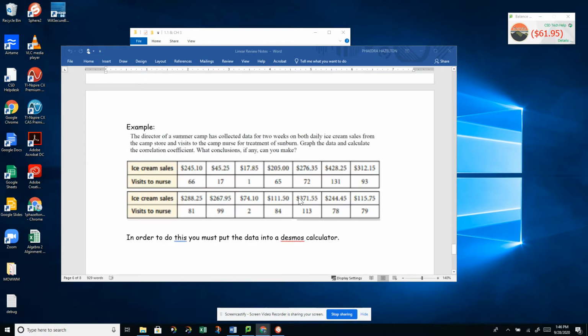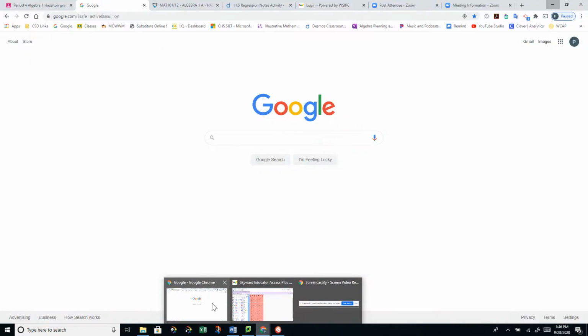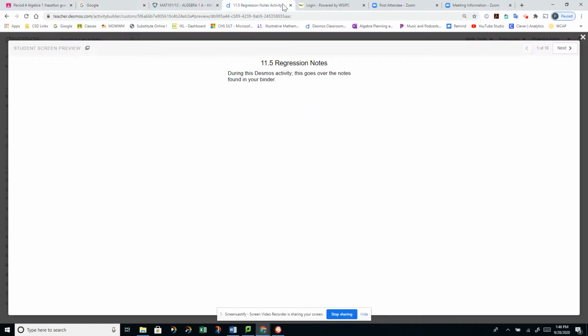The next thing is where you're going to have to enter this into your calculator. So we're going to our calculator, and we're going into Desmos. And I already gave you this, so this is your Desmos notes that goes with it. So I just open up that Desmos activity. I go to my next page, and it says in your binder, you should find that example of ice cream versus visits to the nurse. So you're looking at that, and I kind of showed you that information.